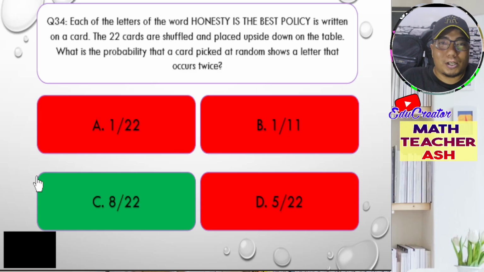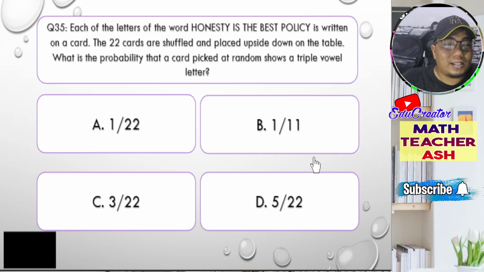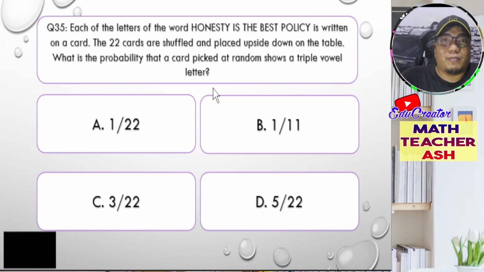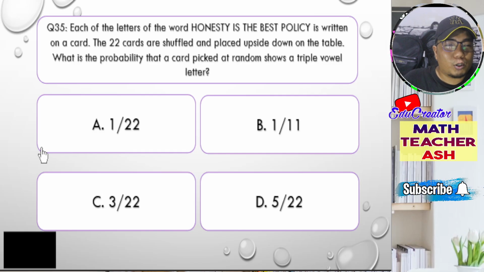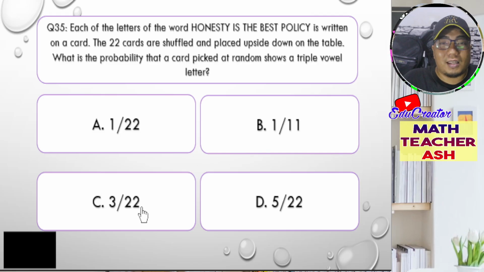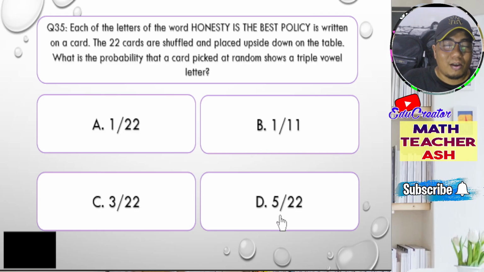So let us go to question number 35. The same scenario, but another question. What is the probability that a card picked at random shows a triple vowel letter? Okay, triple vowel. Is it A, 1 over 22, B, 1 over 11, C, 3 out of 22, or D, 5 over 22? I'll give you 5 seconds to think about your answer.